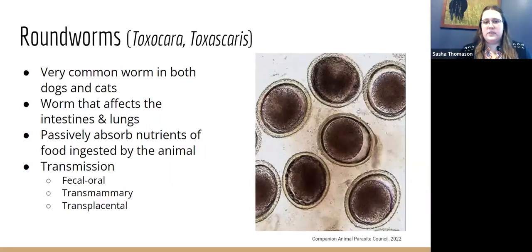And transplacental is actually just as important of a route of transmission as fecal oral. Studies have shown that about 95% of roundworm infections in puppies is due to transplacental transmission. So making sure that we treat the moms as well is very important.